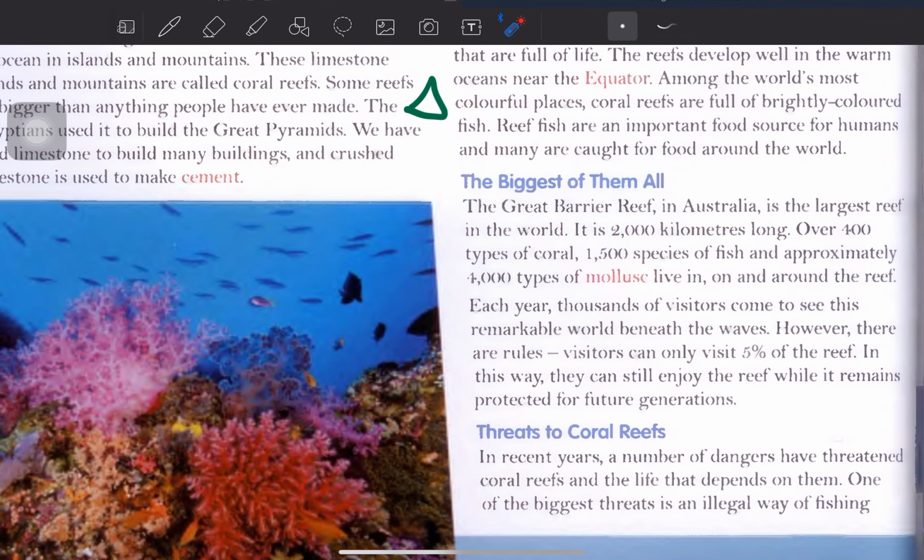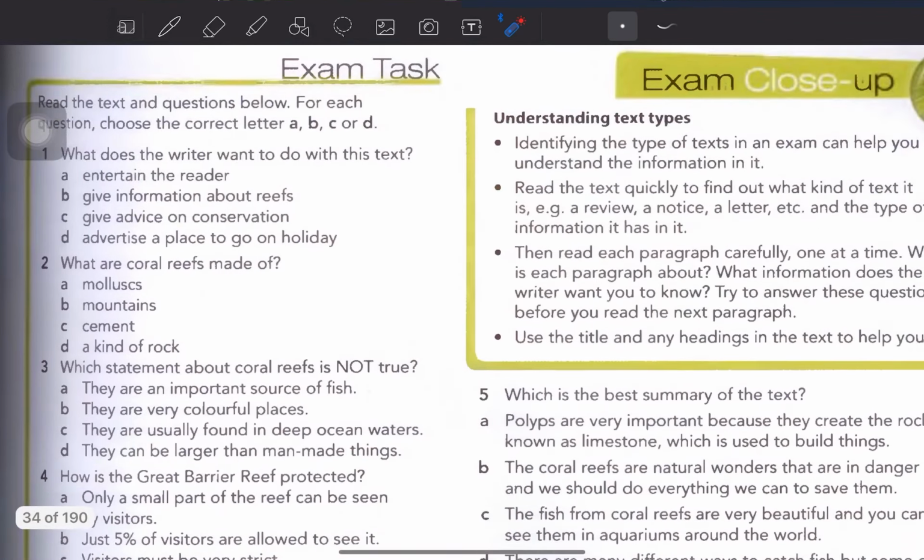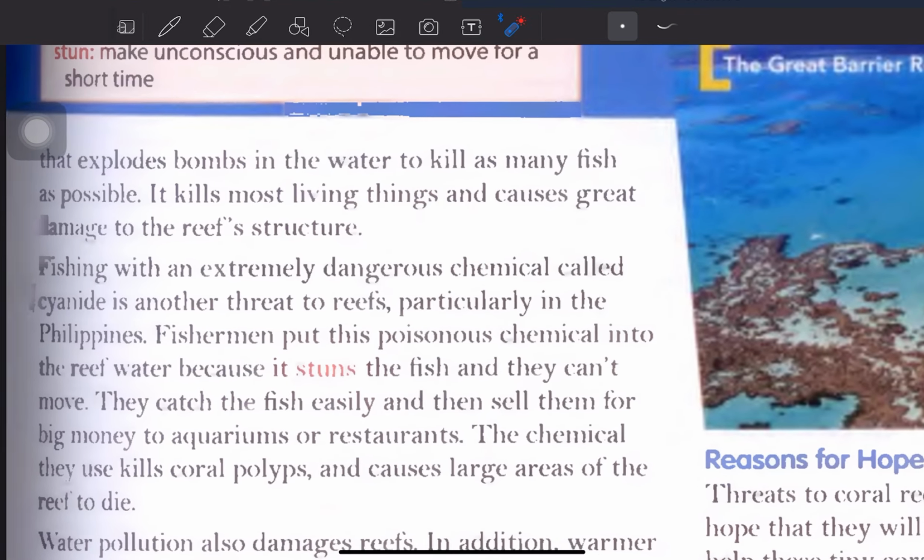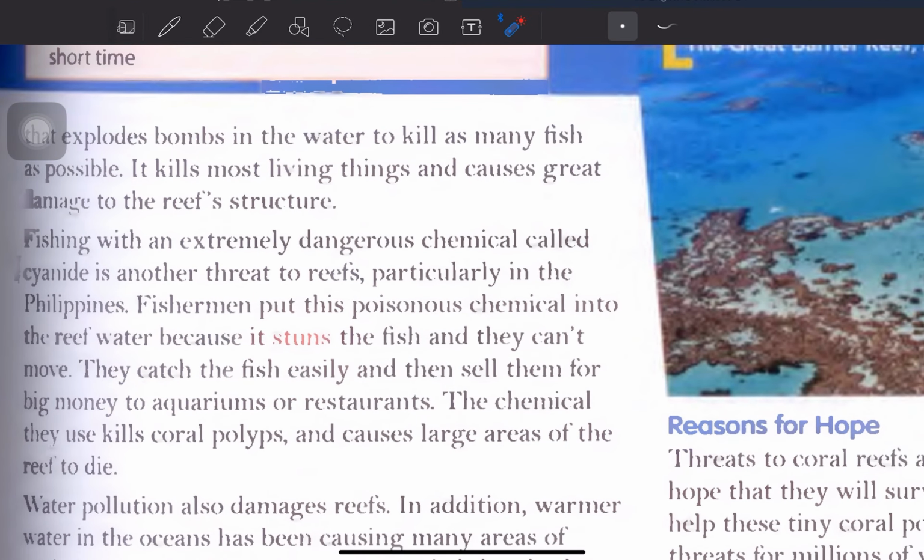Okay, salah satu daripada ancaman terbesar adalah memancing secara haram, iaitu menggunakan bom di dalam air untuk membunuh sebanyak ikan yang mungkin. It kills most living things and causes great damage to the reef's structure. Ia mengakibatkan kerosakan yang teruk kepada struktur terumbu karang dan juga membunuh kebanyakan hidupan laut.